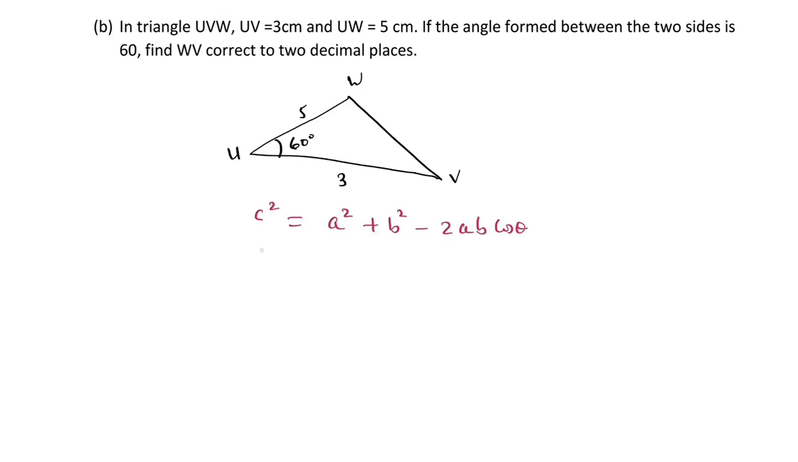Okay, so from our triangle, the value for C is the length VW, the value for A is 5, the value for B is 3. Then let us substitute these values into our formula. Then our equation is going to be WV squared equals 5 squared plus 3 squared minus 2 times 5 times 3 times cos 60.